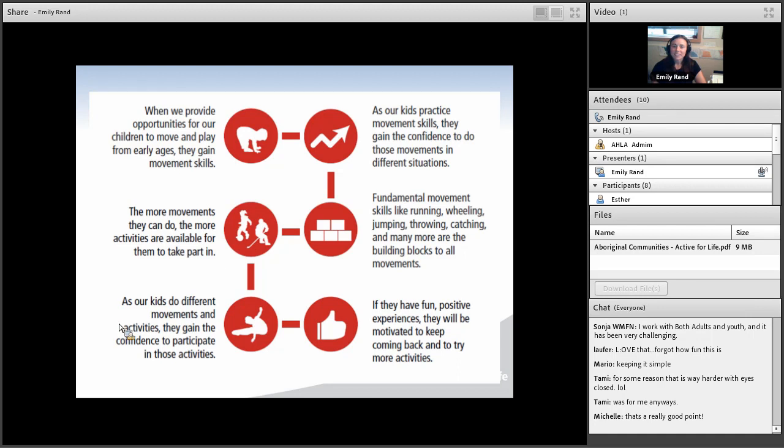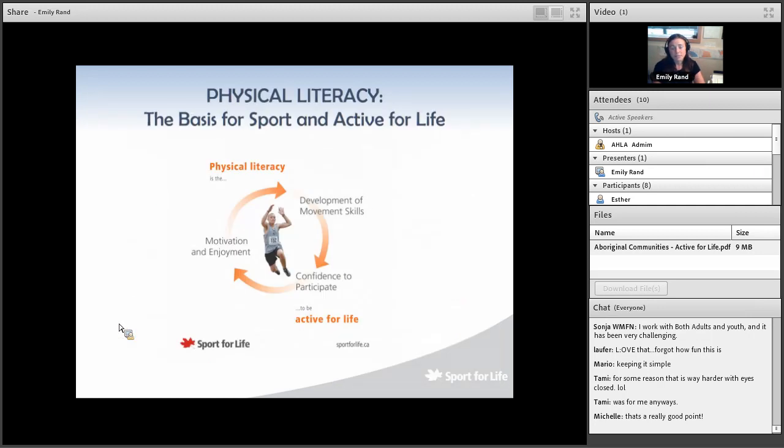So really exposing our children and youth to as many different movement skills as possible is going to help develop their confidence in those movements and their motivation to be doing those movements, which also transfers into feeling motivated to try different movements. Almost in a circle. And that is what we call physical literacy. Physical literacy really is the development of movement skills, confidence to participate, and motivation and enjoyment to be active for life. Sometimes people think it's just physical activity, but it's more than just being active and developing movement skills. It's also helping our participants develop their confidence and their motivation and enjoyment, because without both of those, the chances of continuing in an activity might be less. So not just focusing on the physical, but also the mental and the emotional pieces as well.